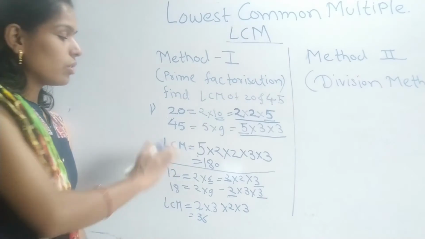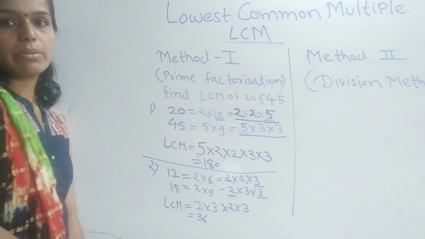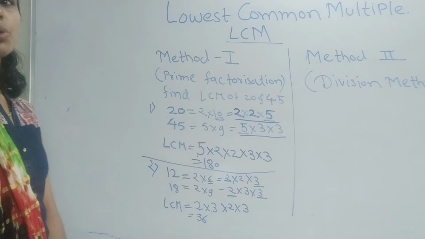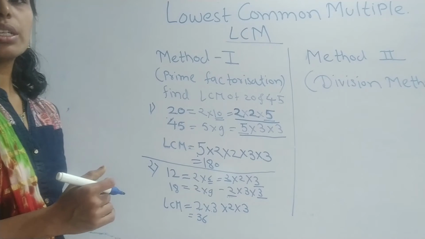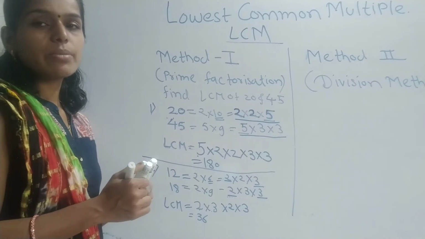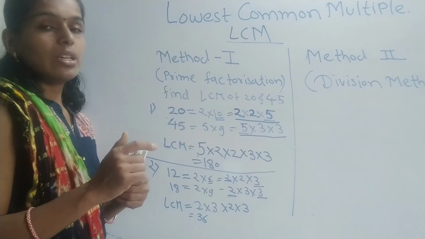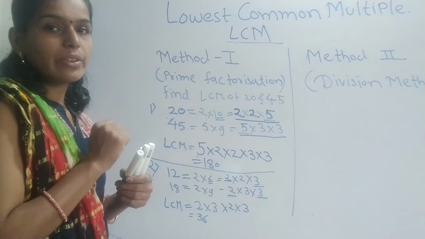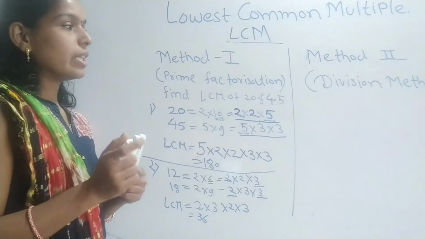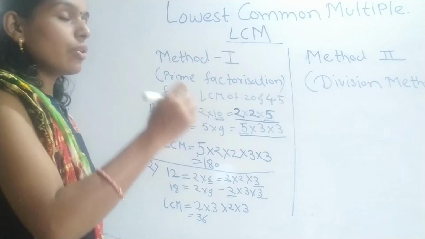Now let's solve these two examples by the division method. Let's see what we have to do in the division method. We have already solved some examples using the division method in HCF, where we found the HCF of numbers by division method. Now here we have to find the LCM by the division method. What we have to do?